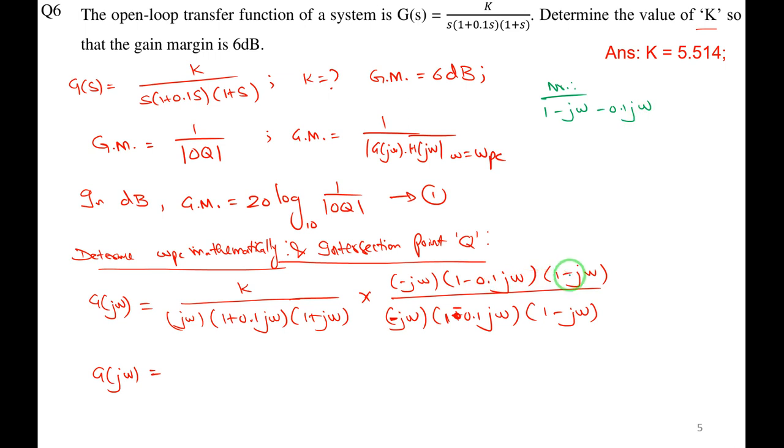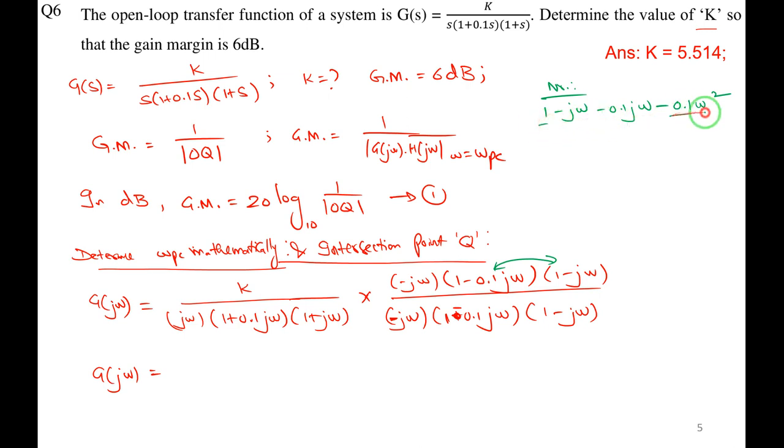Minus into minus is plus, but it will become minus because j into j is j square, that is minus 1. Minus into minus is plus, plus into minus is minus. So j square, we have taken 0.1 omega square. So this is over. But this minus j omega, these two things have to be multiplied. So let me write what I am getting.